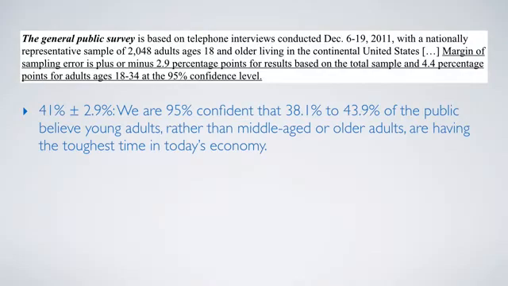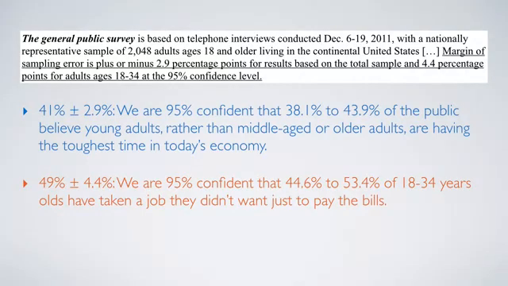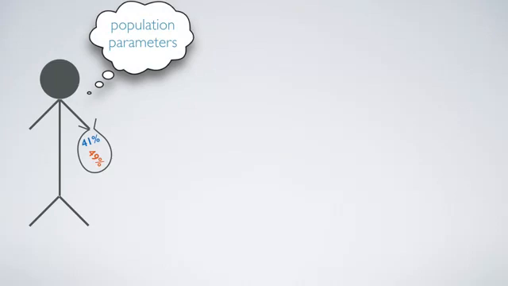We were also told that 49% of the public have taken a job they didn't want just to pay the bills, meaning that 49 plus or minus 4.4%, we are 95% confident that 44.6 to 53.4% of 18 to 34-year-olds have taken a job they didn't want just to pay the bills. The 41 and 49% we have on hand come from the sample data, but we're often interested in population parameters.